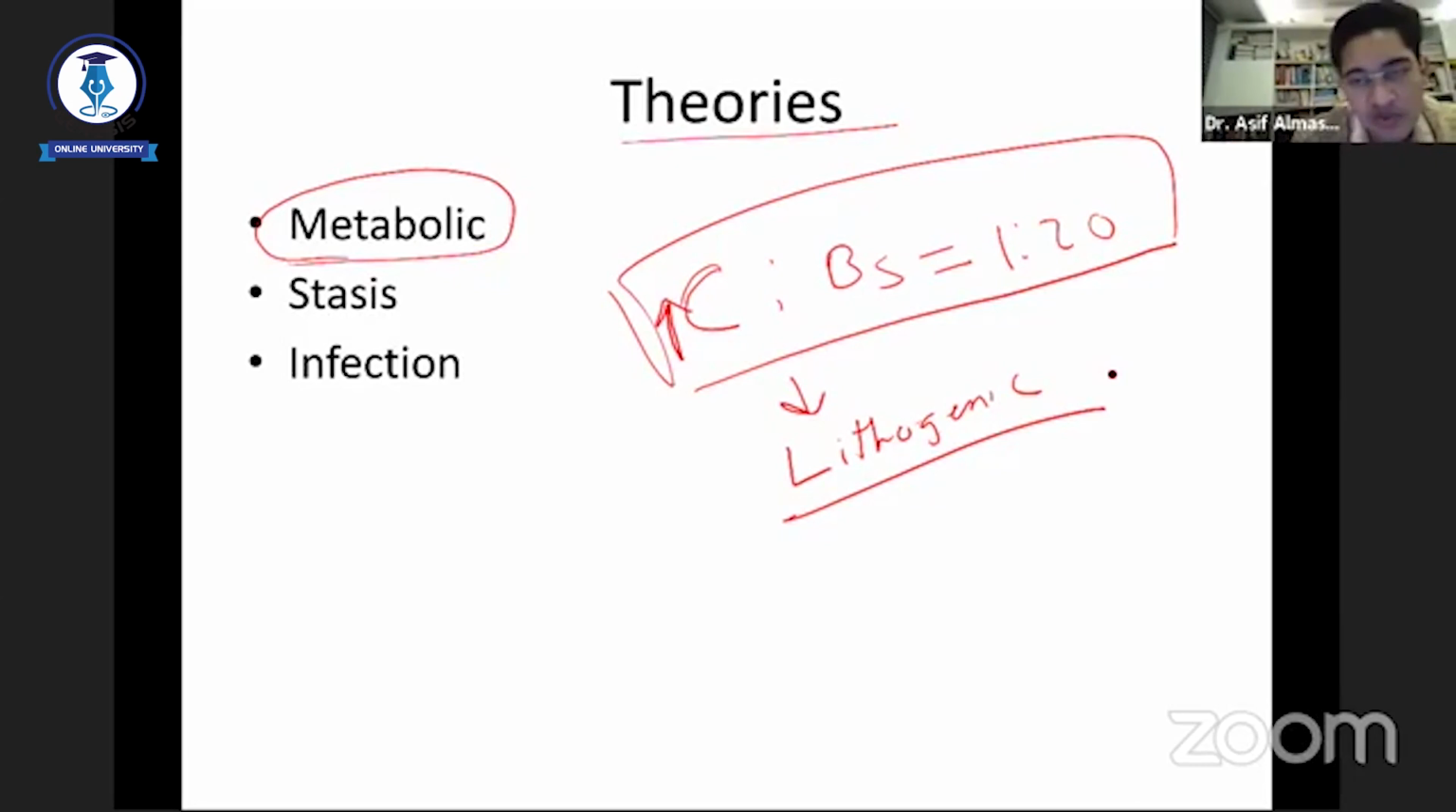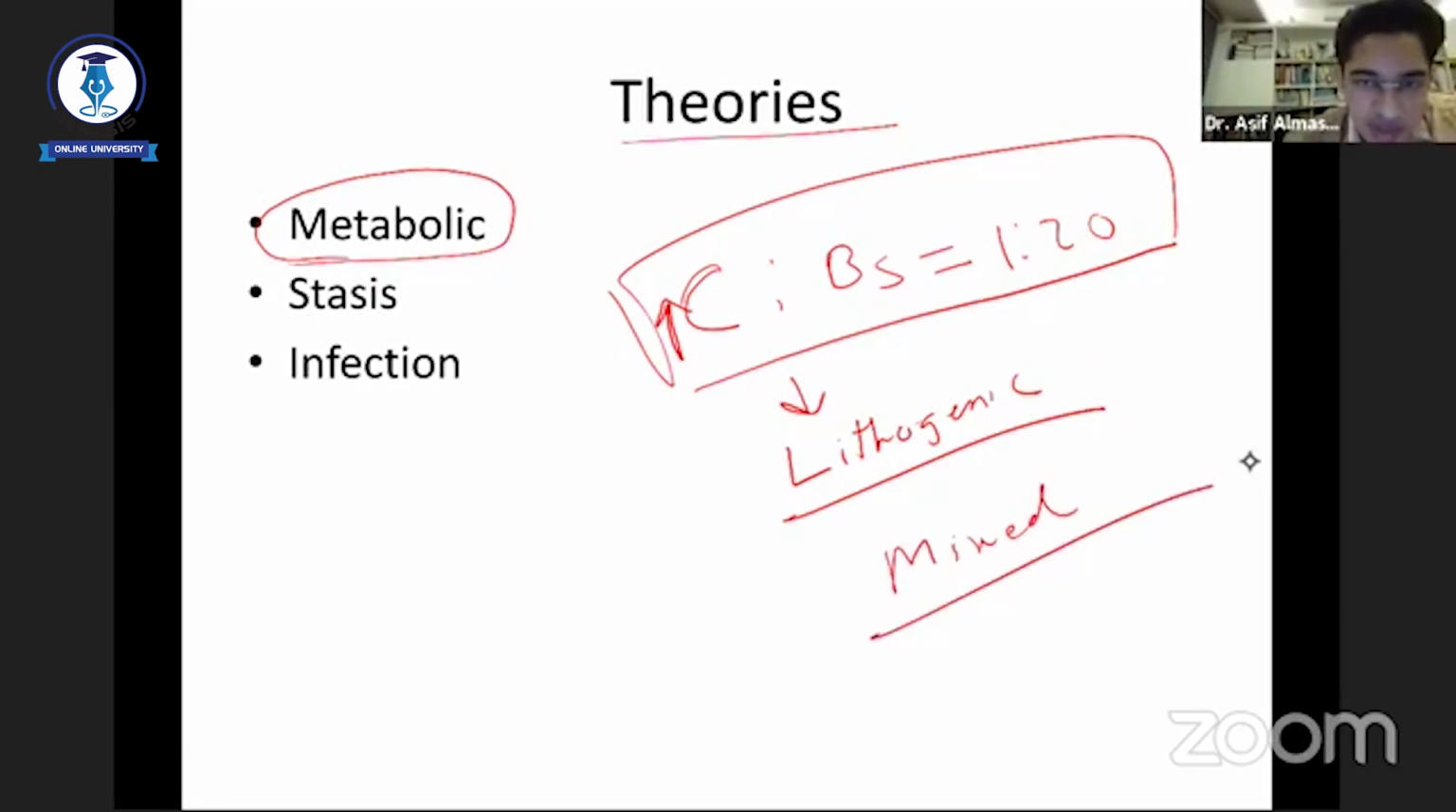What are the three types of stones? The three types are cholesterol stones, pigment stones, which can be brown or black pigment stones, and mixed stones. Brown stone is usually due to infection. Black is usually due to hemolysis. The commonest type of stone in Bangladesh is the mixed stone.